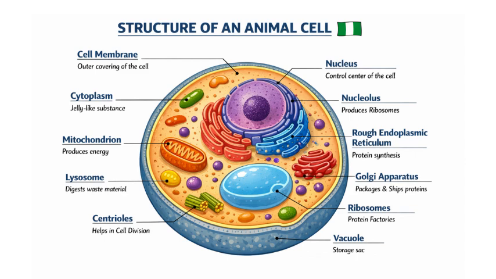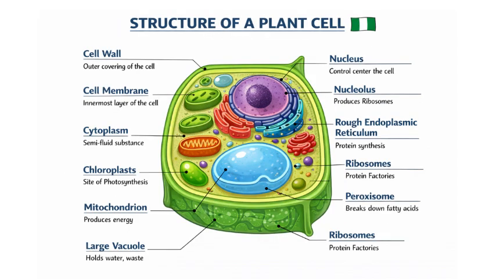Now, let's switch over to the plant cell and you'll see some big differences right away. Look at that tough, rigid outer layer. That's the cell wall. It gives the plant cell a fixed, strong shape. And you see these little green ovals? Those are the chloroplasts, the tiny solar panels where photosynthesis happens. And wow, look at that massive bag in the middle. That's the large central vacuole. It's full of water and helps keep the cell firm and rigid.